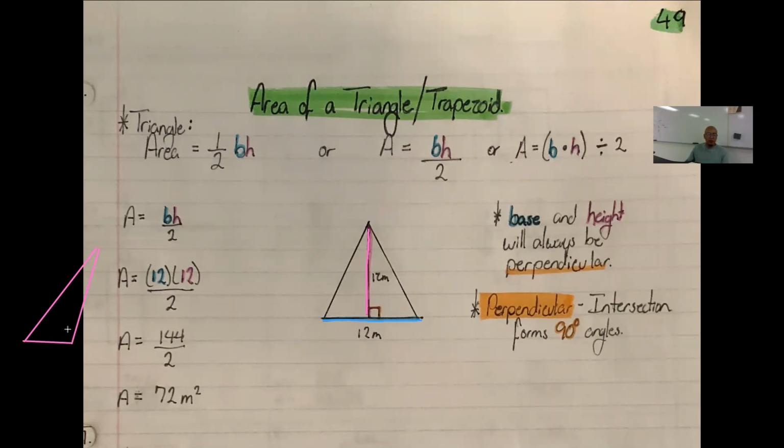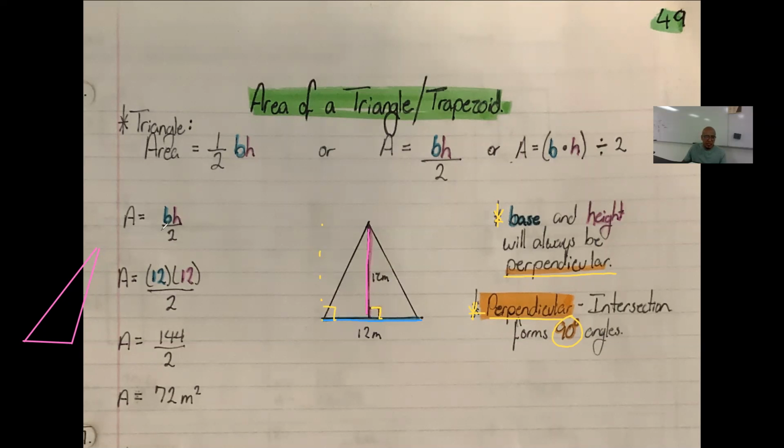Well, that's when we have to remember, ladies and gentlemen, that the base and the height will always be perpendicular. Perpendicular simply means that when the base and the height intersect, they're going to make a 90-degree angle. So here we have the base and here we have the height. It's the shortest distance from the base to the highest point, so really from here to here, and it is perpendicular. Those intersect perpendicularly.